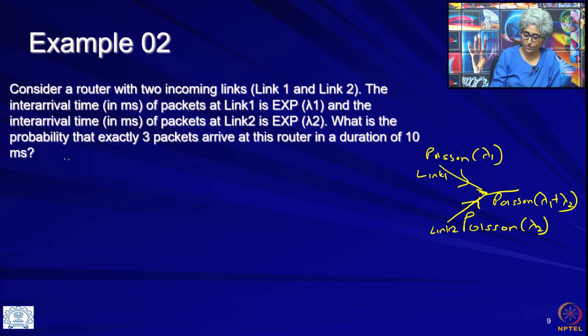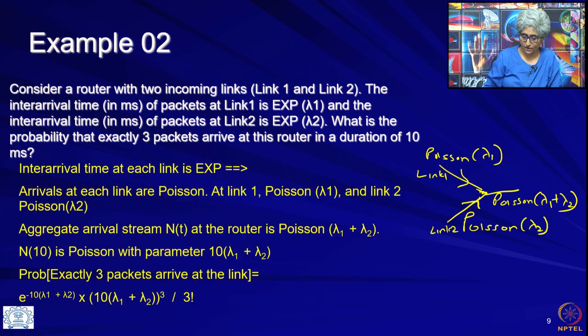What is it asking? What is the probability that exactly 3 packets arrive at this router in a duration of 10 milliseconds? So, let us just look at it. Inter arrival time at each link is exponential. So, at link 1 it is Poisson lambda 1, at link 2 it is Poisson lambda 2, aggregate arrival stream N(t) is Poisson with lambda 1 plus lambda 2, and now the t here again is the 10 milliseconds, right. So, N(10) is what we are interested in. When it is lambda and t, the parameter for the Poisson distribution is lambda t. Here our lambda is lambda 1 plus lambda 2, our t is 10. So, the Poisson parameter is 10 times (lambda 1 plus lambda 2).